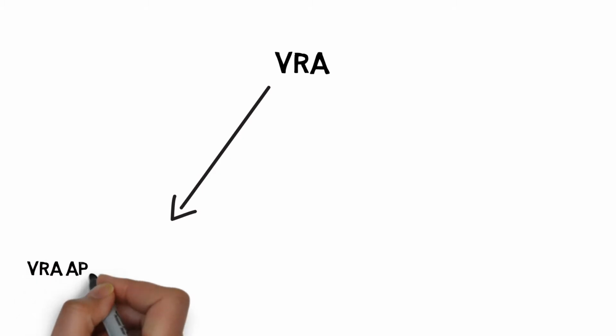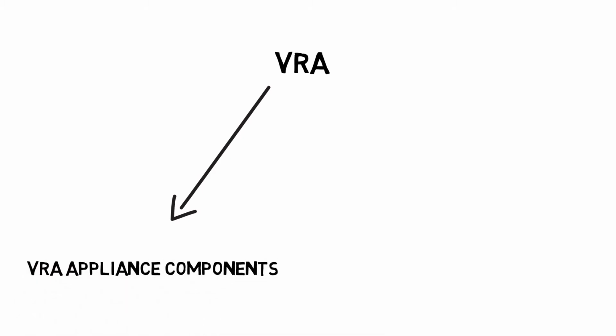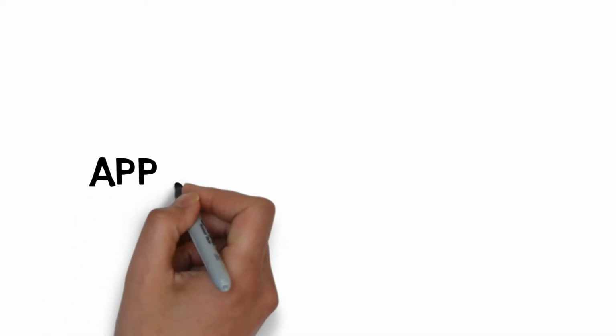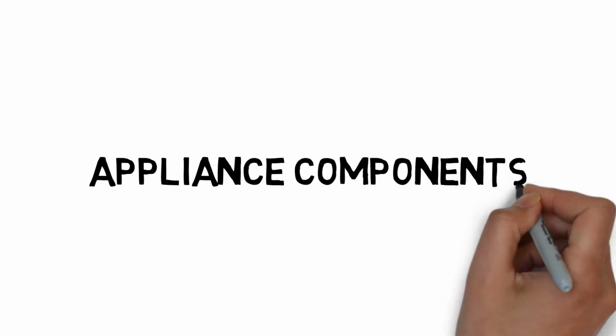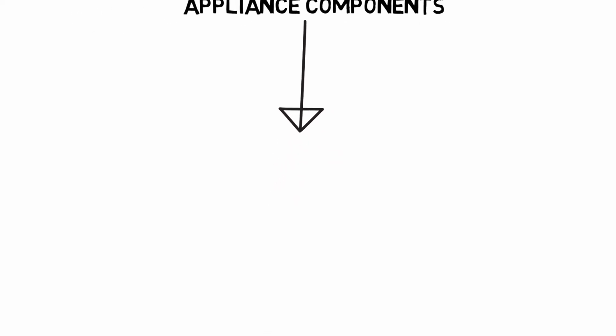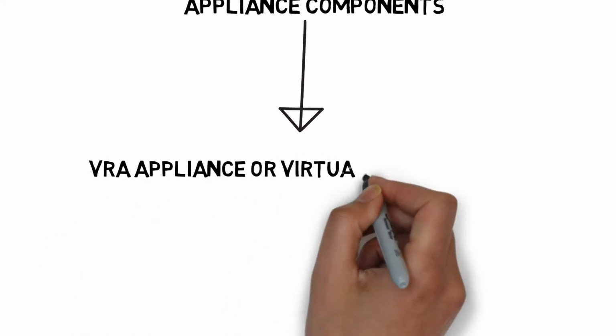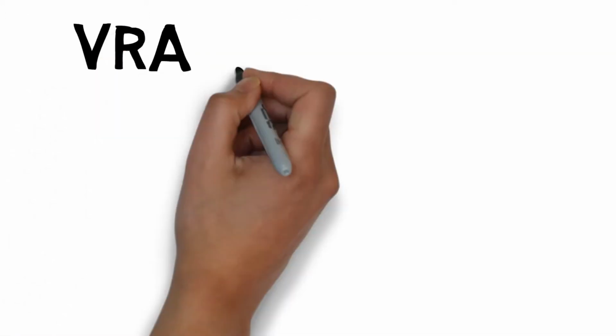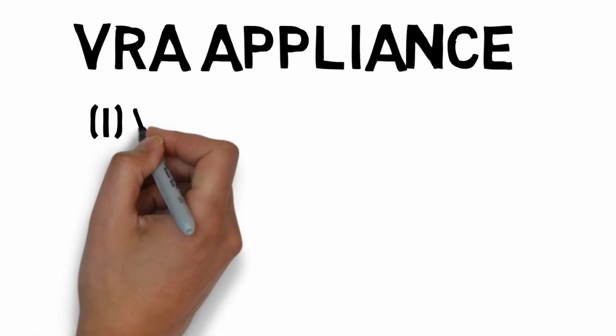So, to start it off, I want you to understand that the whole vRA infrastructure is made up of multiple components, which can be broadly divided into two parts, the appliance and the IES components. So let's get started with the appliance components first. Just to be clear, all these components are present and running on a single Linux appliance called the vRealize automation appliance or the virtual appliance. The appliance components mainly comprise of these five.